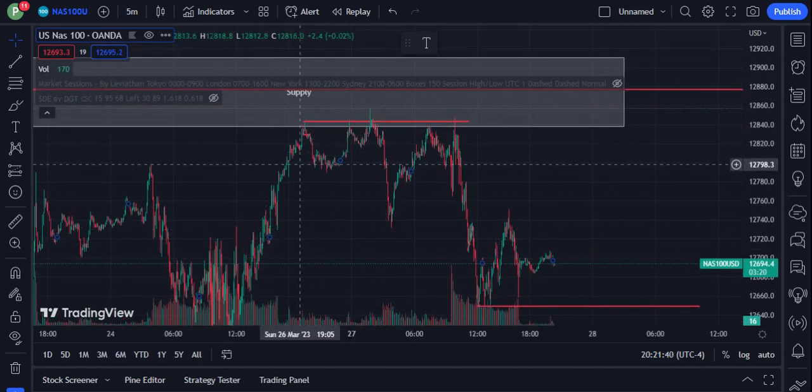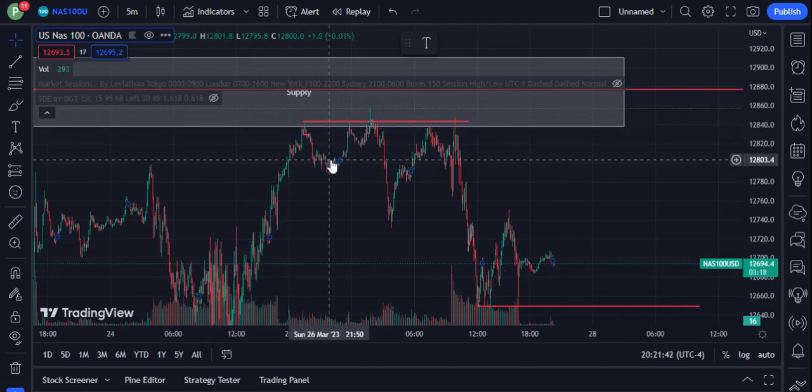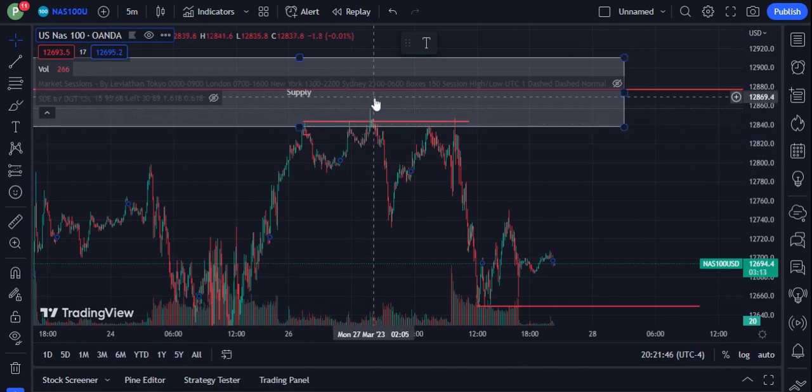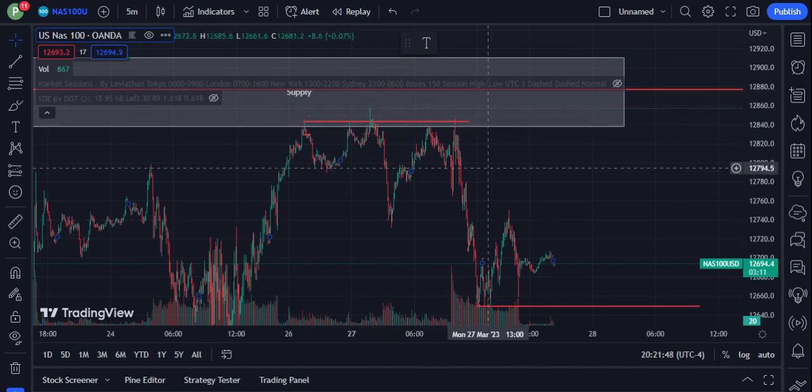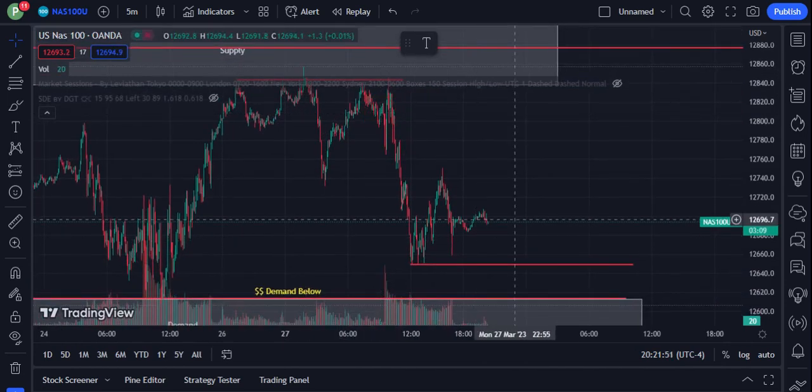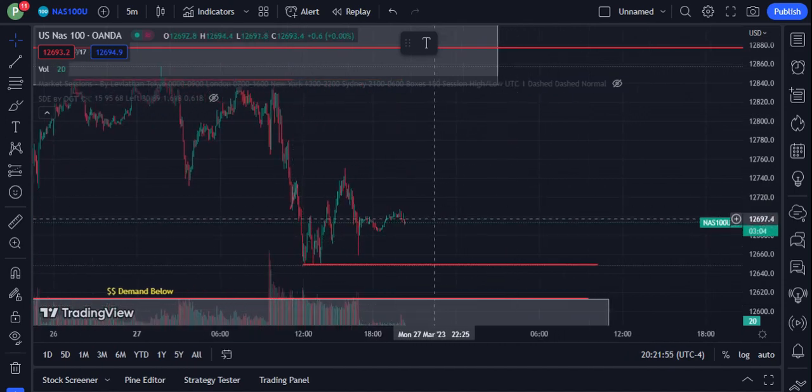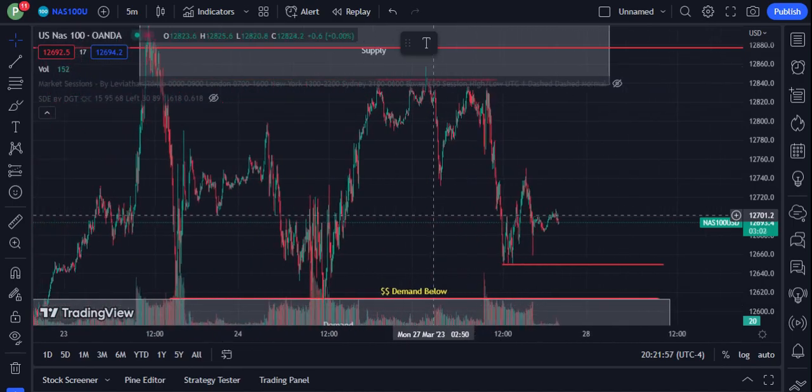Now we were up the next day. We trended up pre session. We made liquidity. We rallied into supply. We came back to this area and we tanked. It's very interesting, isn't it? Very interesting. And now we're consolidating, and we're about to see what price does next.